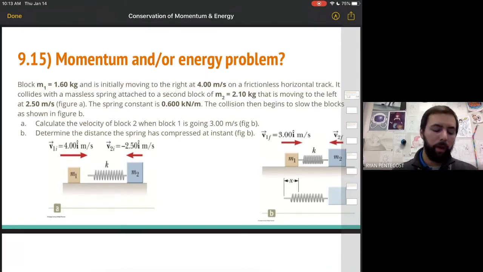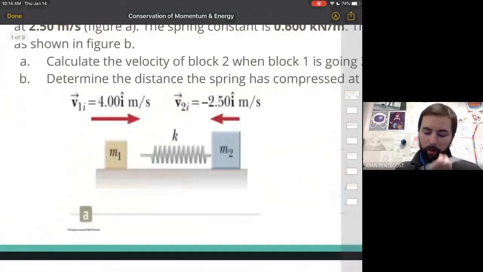Block M1 equals 1.60 kilograms and is initially moving to the right at 4 meters per second on a frictionless horizontal track. It collides with a massless spring attached to a second block, M2 equals 2.10 kilograms, that is moving to the left at 2.5 meters per second, as shown in figure A. You can see that right there.